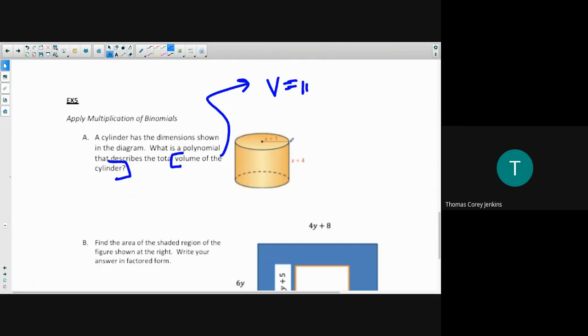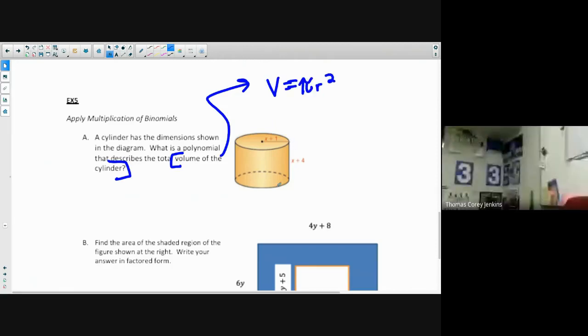And then times the height, so times x plus 4, or sorry, times the height. So that's my formula, and so then we'll go ahead and sub in. This says x plus 1 is my radius, and then my height is x plus 4. All right, so let's sub in and see how that looks.